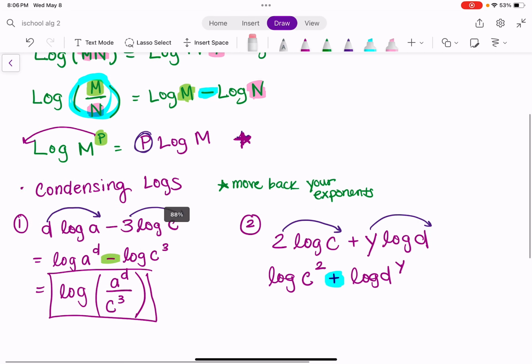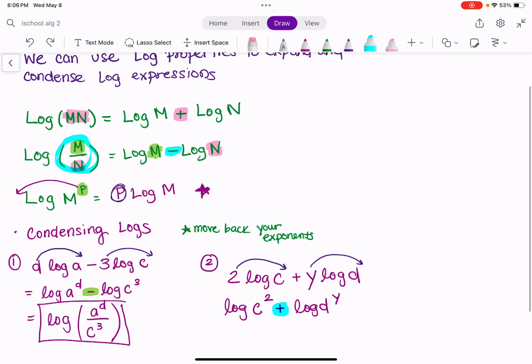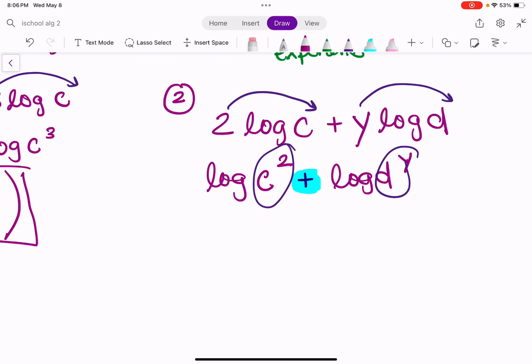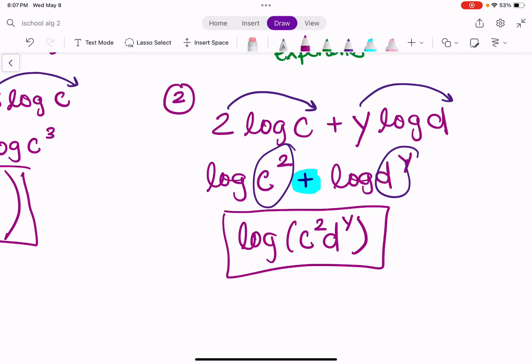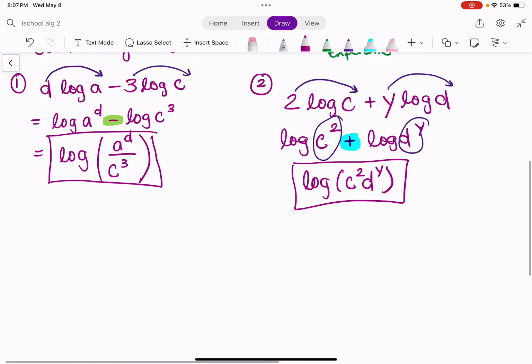And I know that I can condense this and multiply the 2 things. Essentially, I'm multiplying the c squared and the d to the y. So I can rewrite this as log, parentheses, c squared times d to the power of y, like this. And I have now rewritten this as 1 log, okay? Let's do one where instead of variables, we actually have numbers.